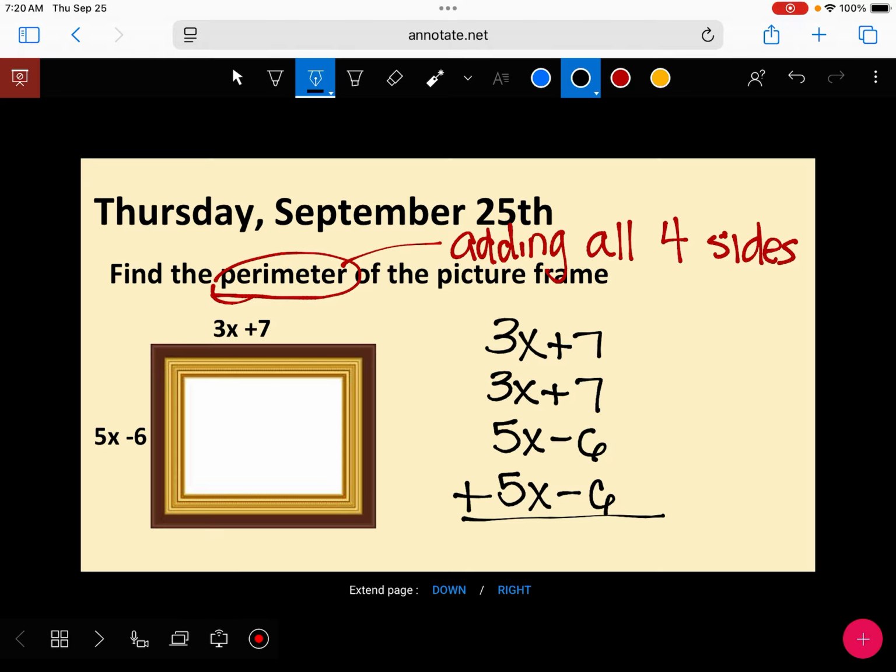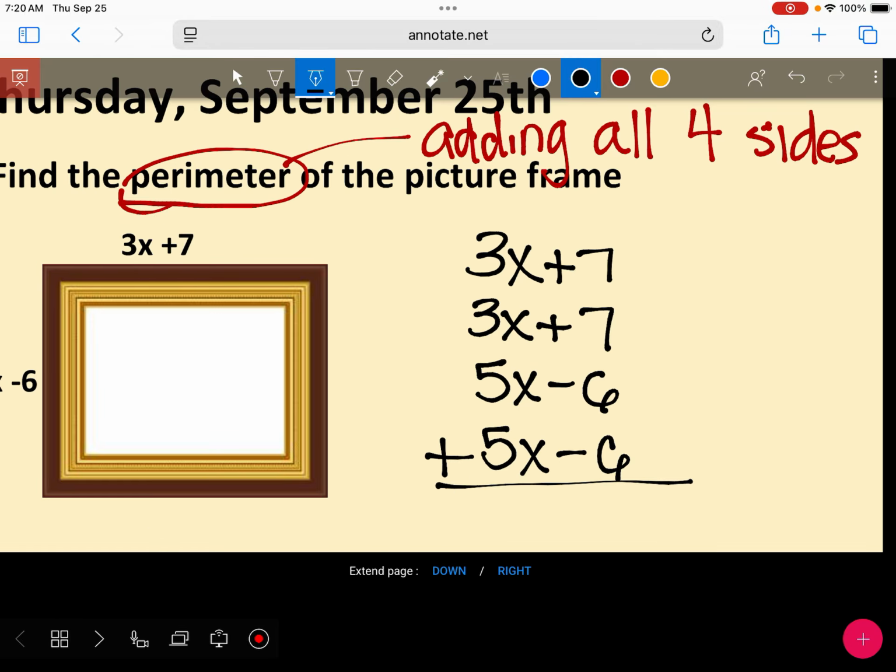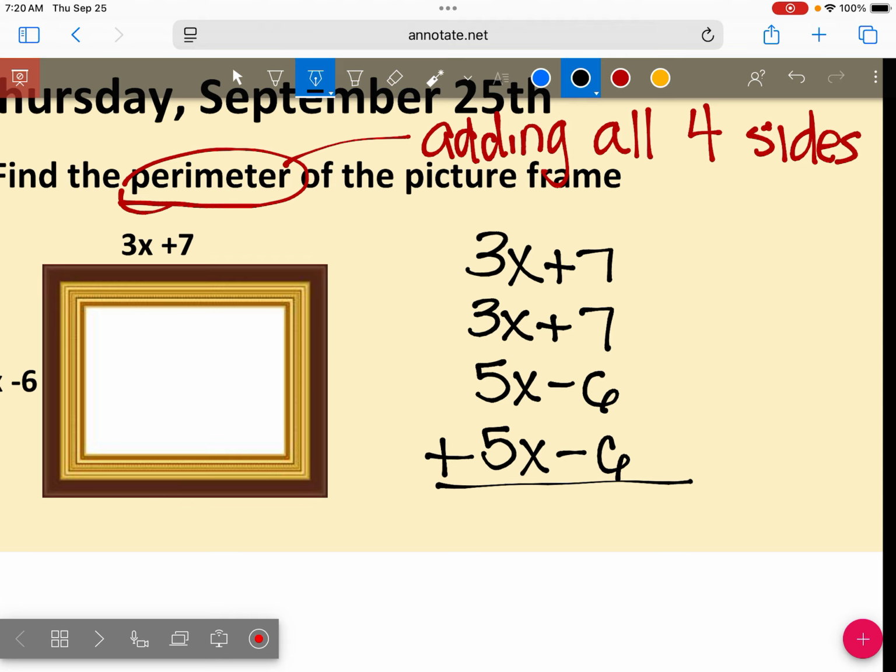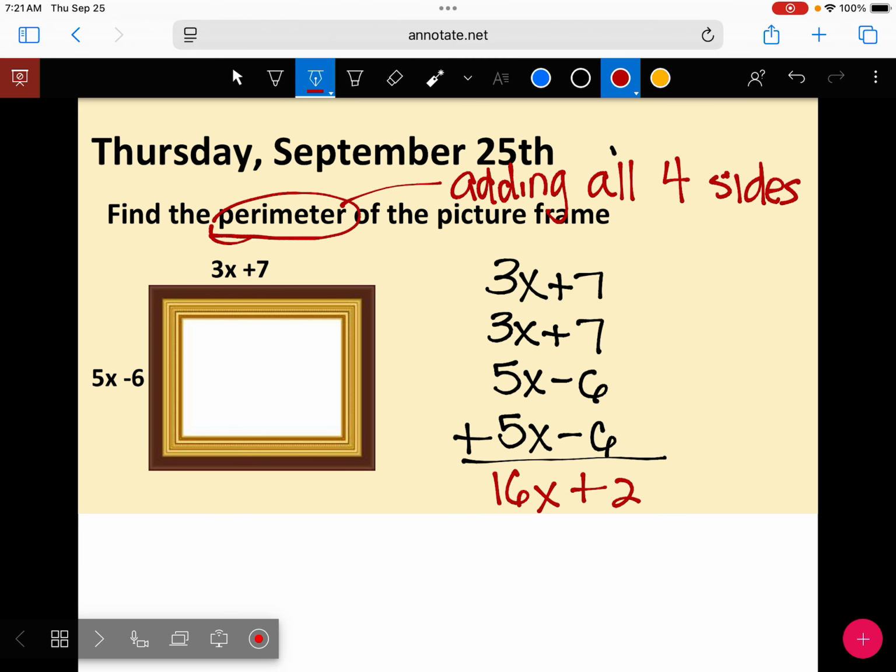So add up 7 plus 7 minus 6 minus 6. 3 plus 3 plus 5 plus 5. All right, what did you all get when you added it all up? What's 7 plus 7 minus 6 minus 6? 2, who got 2? Positive 2 or minus 2? Plus 2, good. And then 3 plus 3 plus 5 plus 5. 16x, good job.